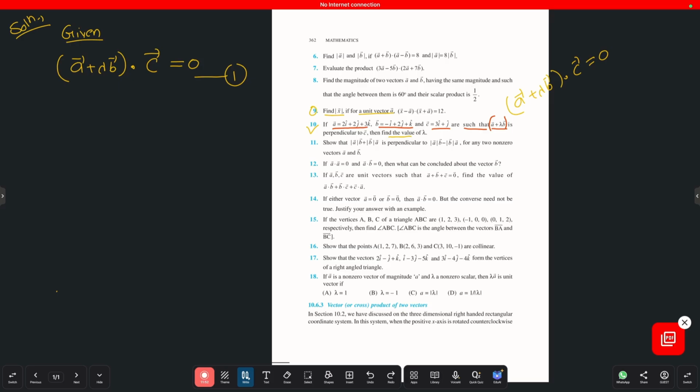How do we get it? a + λb, I can get it by using this vector a and the given b vector. So what is a + λb first? The a vector value is 2i + 2j + 3k, then plus λ and b vector. The b vector value is -i + 2j + k. Then can you add these two vectors? Very easy to add.